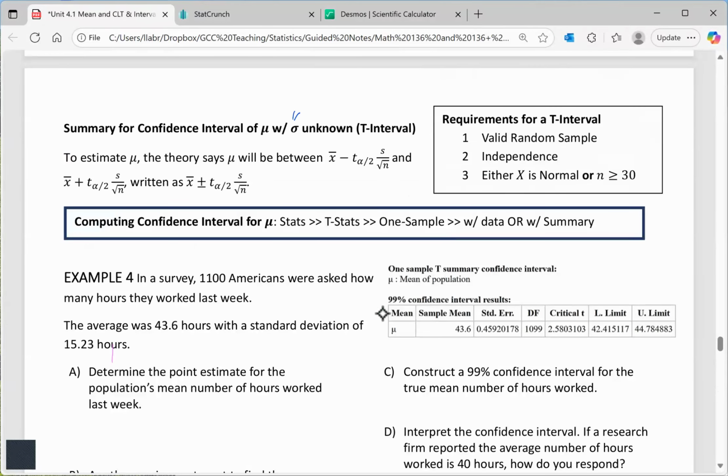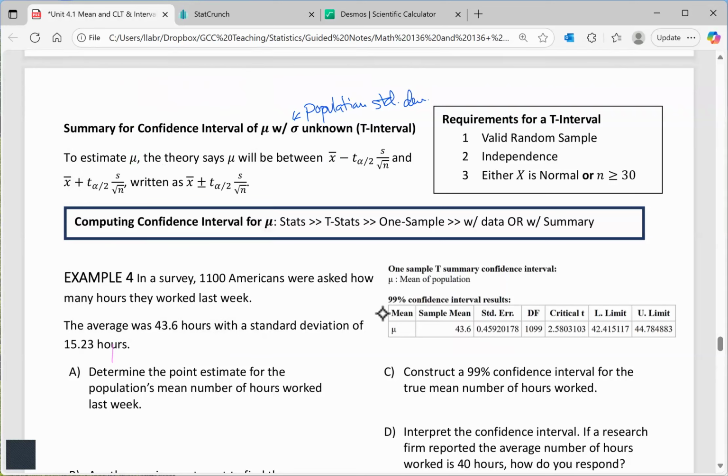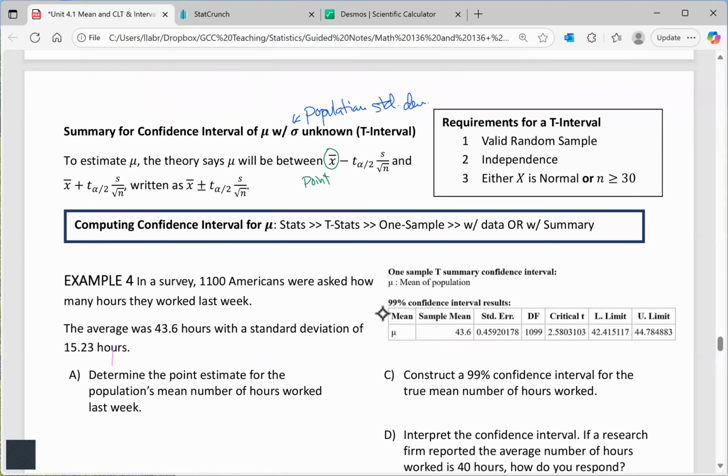And let's emphasize that this is the population standard deviation. We already know from earlier lessons that the confidence interval for the mean is going to be between my point estimate, x bar. So that's something computed from my sample. So let me emphasize that by marking it green. So that's just my sample mean. And that's called the point estimate. And then we're going to subtract this quantity t sub alpha over 2 times s over square root of n.